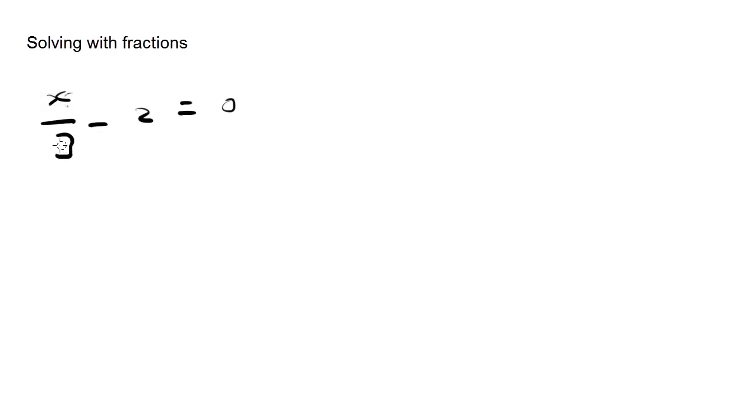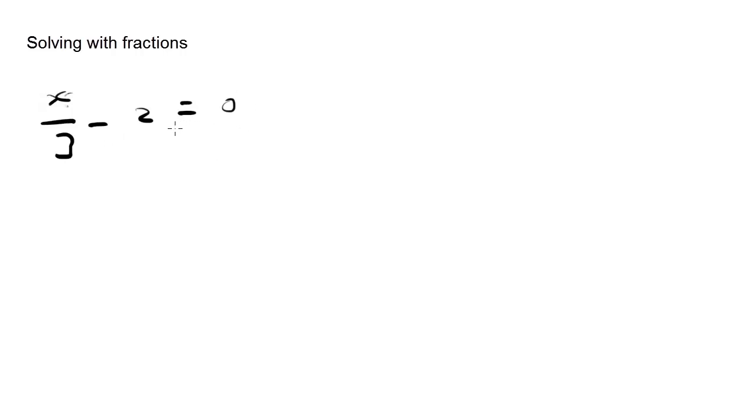Previously we've seen equations like 3x minus 2 equals 0, but now we've got an x over 3 instead, so we have to deal with this a little bit differently. Let's first start by getting our x to be the only thing on the left-hand side. So to do that, we have to move this minus 2 over to the right-hand side.